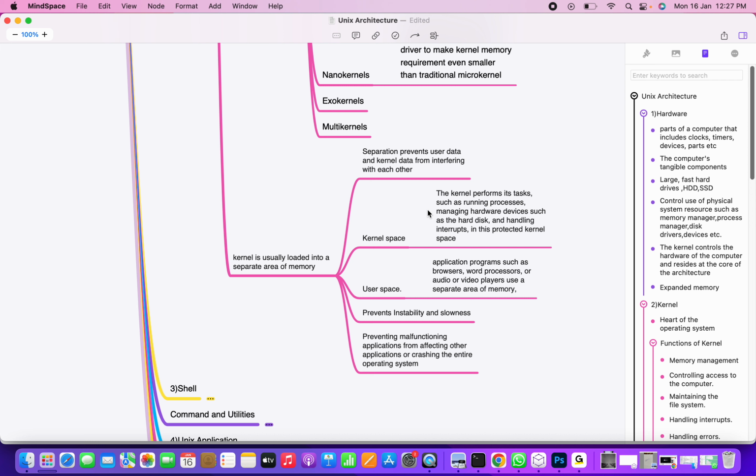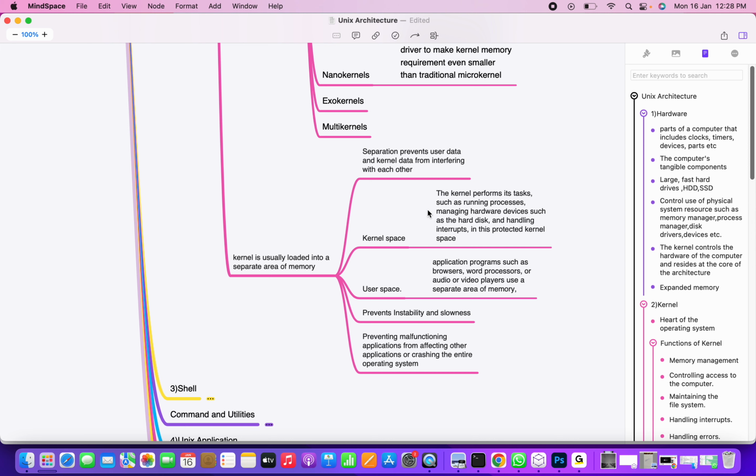This separates user data and kernel data from interfering with each other. Why is it done? There are kernel space and user space. Kernel space is basically for performing tasks such as running processes, managing hardware devices such as the hard disk, handling interrupts, and protecting the kernel space. The user space processes are not going to interact with the kernel space, so of course you will have good performance.